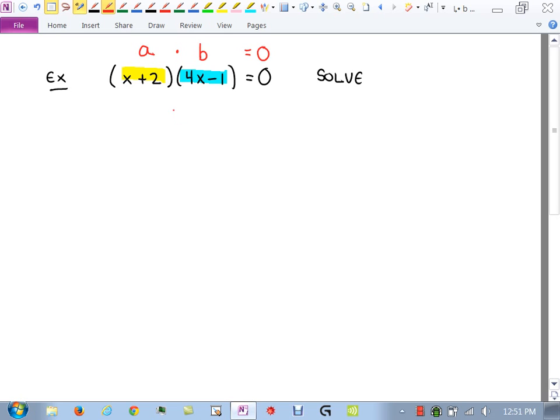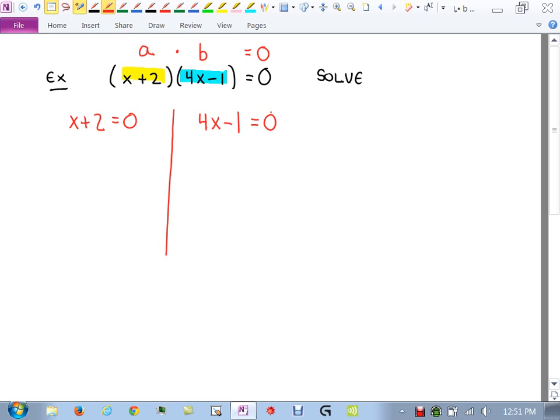So what I'll do in class is I will draw a line down the middle, and I will write down x plus 2. I need to know what makes that 0, and then 4x minus 1, what makes that 0. So do you see how the one equation that we had with the two factors on the left side now becomes two equations, right? Now solve each of these.